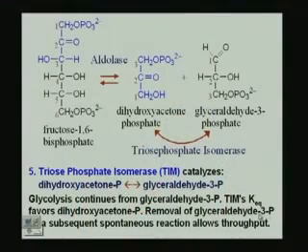Then there is removal of the glyceraldehyde 3-phosphate and a subsequent spontaneous reaction. But it doesn't happen as it is. The equilibrium is shifted to the left, but with the removal of the product, that is glyceraldehyde 3-phosphate, it obviously moves to isomerize more of the DHAP.